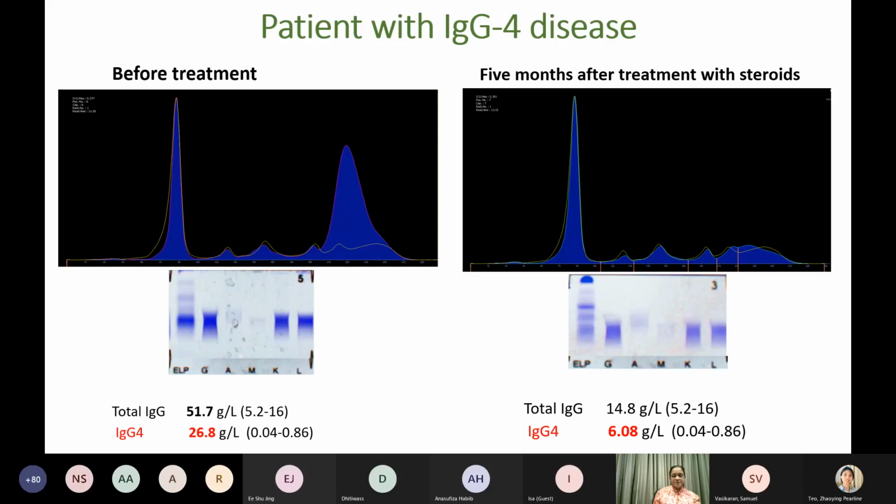But IgG4 concentration is still in between like 2 to 6 grams per liter. Okay, I think that's it.